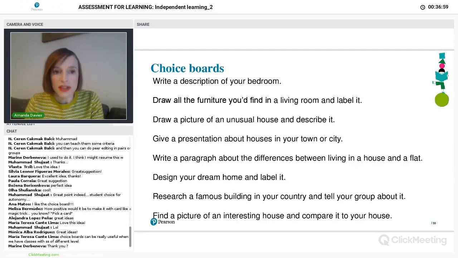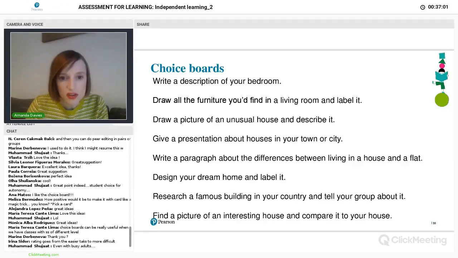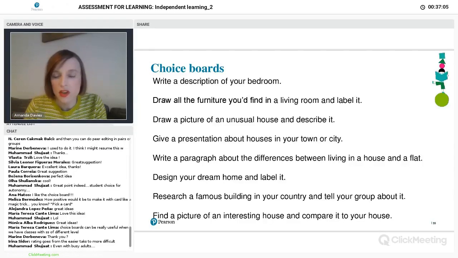So as I say, don't spend hours coming up with loads of choices. Just come up with choices that you're happy for the students to do. They should be equal in terms of how much effort the students need to put in. And again, you can use them for adults as well, Mohammed, you're right. So it's not only a young learner technique, we can use it with adults as well.